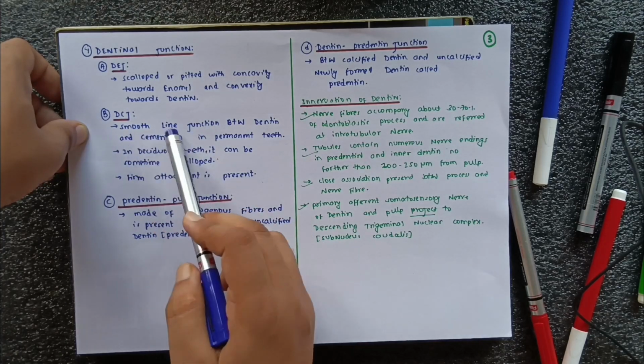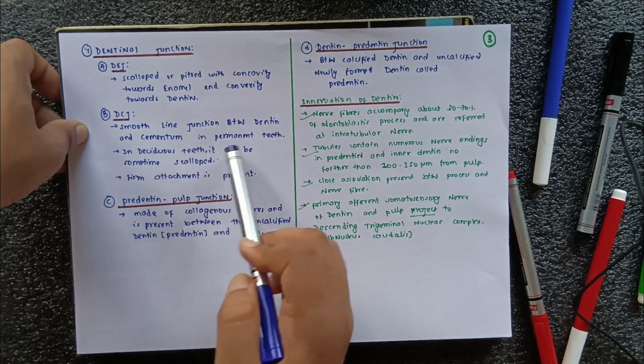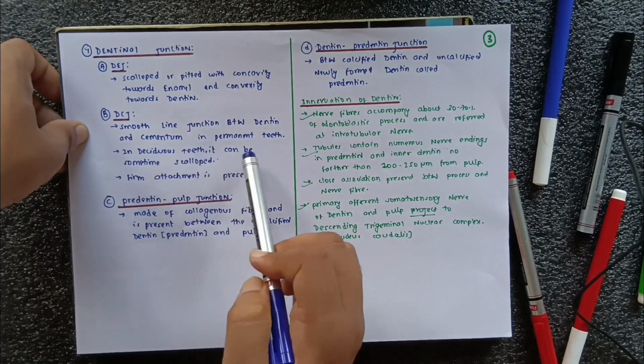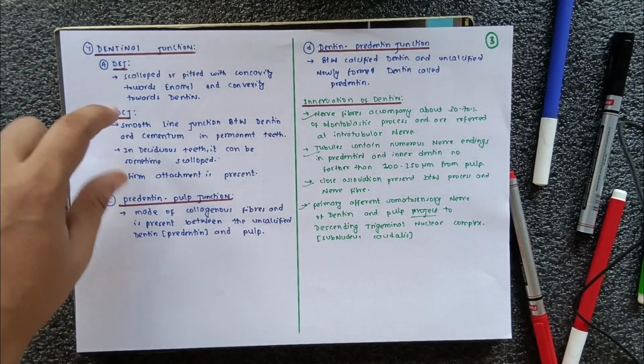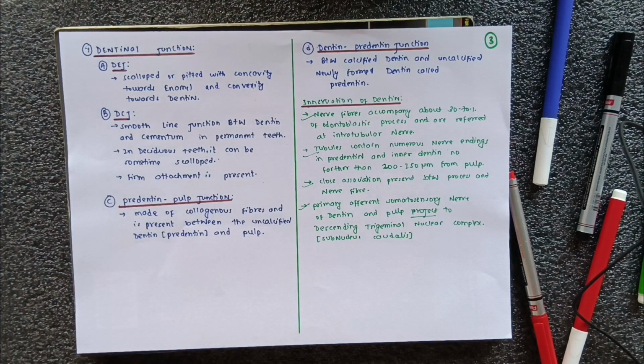Okay, it is a smooth line junction between the dentin and the cementum in the permanent tooth, and in the deciduous tooth it can sometimes be scalloped. Okay, so form attachment is present. So dentinocementum junction, as I have discussed in my previous video.